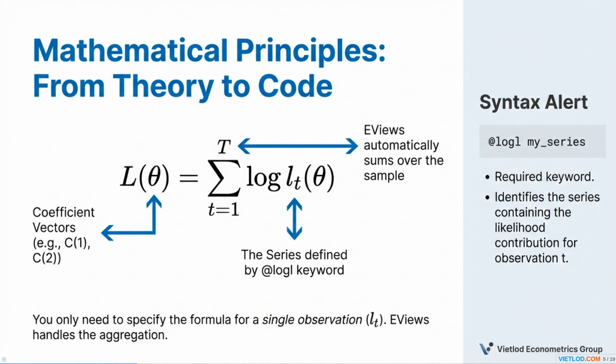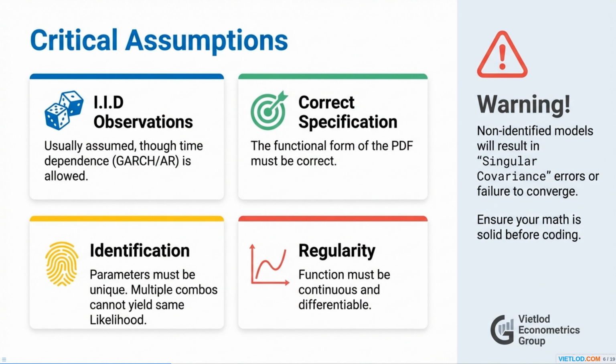This powerful method, however, rests on several critical assumptions. Let's review them to ensure our estimation is valid. First, we generally assume observations are IID. However, this can be relaxed to allow for time dependence, as seen in GARCH or AR models. Second, correct specification is vital. The functional form of the PDF you assume must be the true one, or your estimates will be biased.